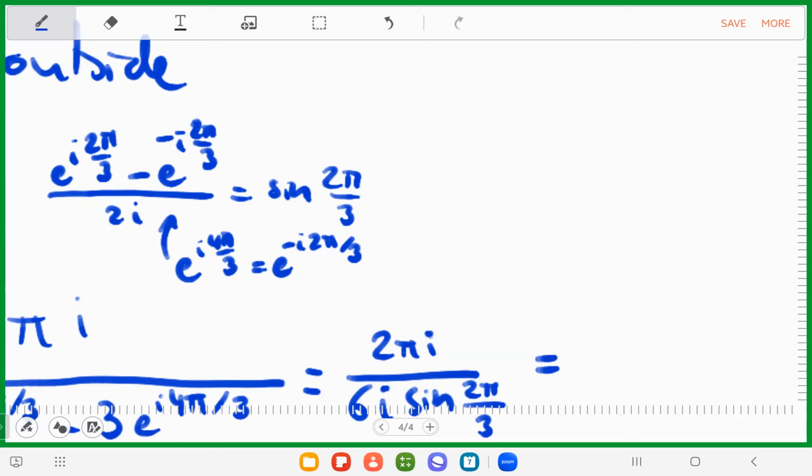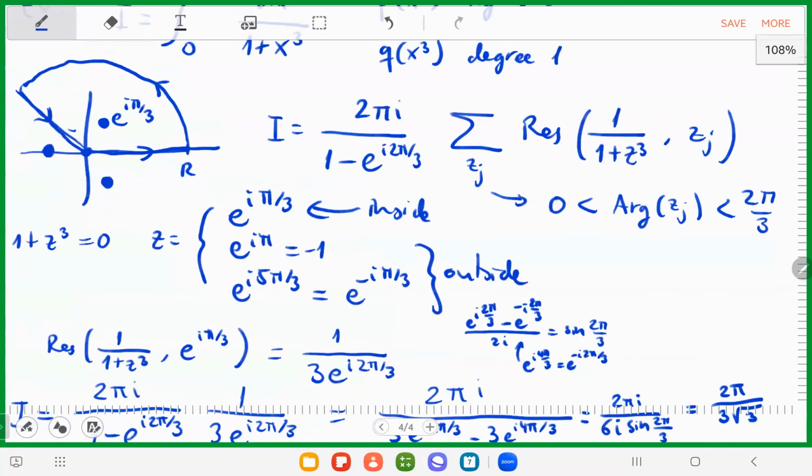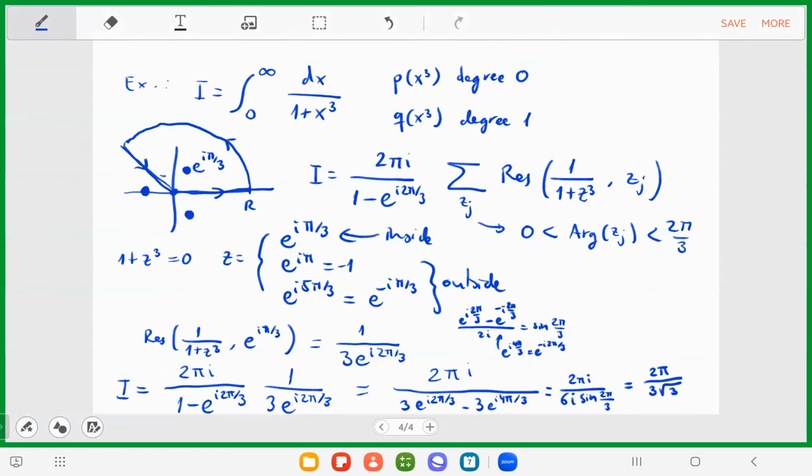We get the square root of 3 divided by 3, I think. Well, in the end, we get a very specific real number, 2π divided by 3 square root of 3. Okay. And that is the value of this definite integral, which, as I said, if you try to calculate it with other methods, can be much more difficult.